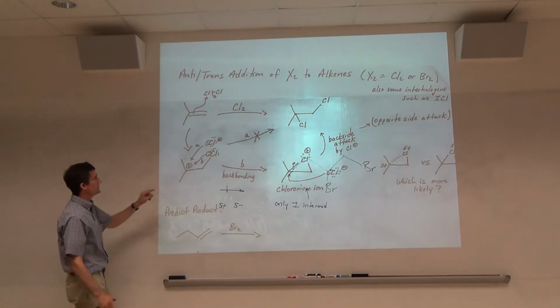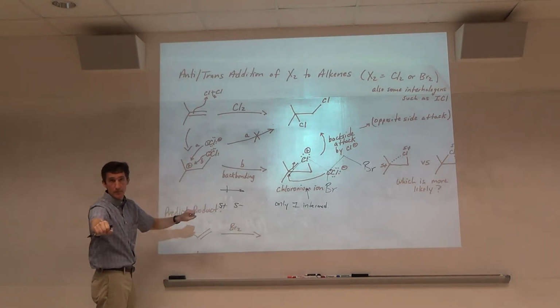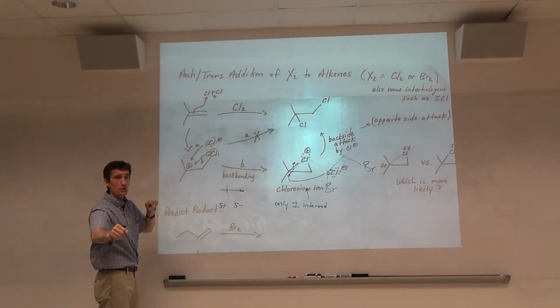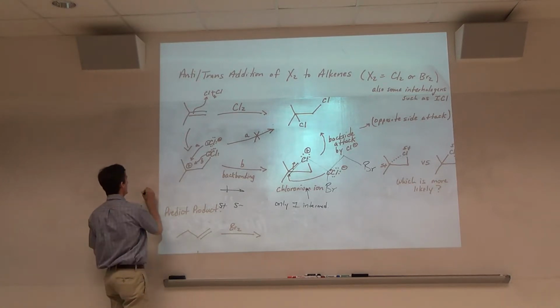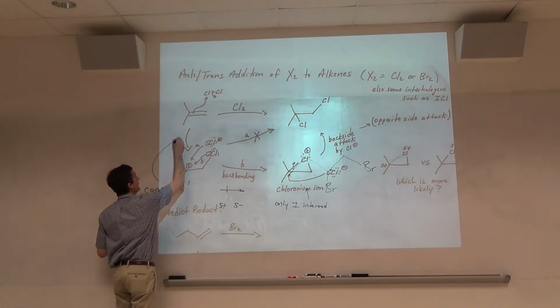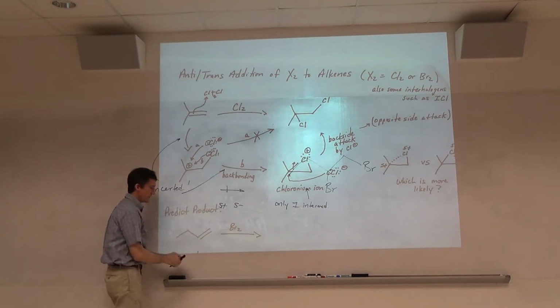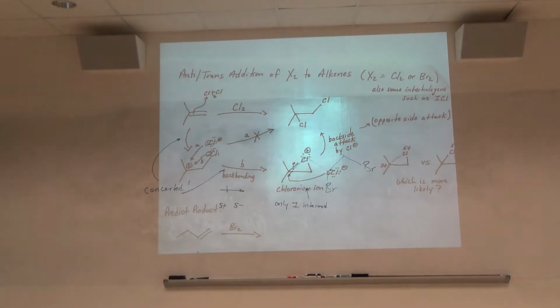See, what happens is, as soon as the pi bond attacks the chlorine, the new chlorine is back bonding. These two steps are concerted. Okay? So with the cation will be the transition state or nothing?